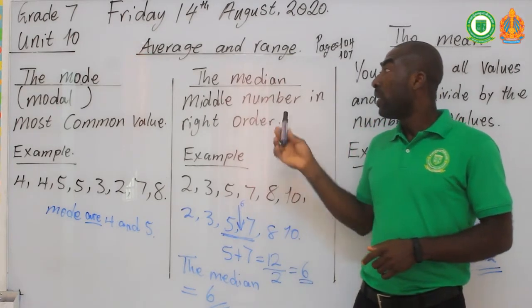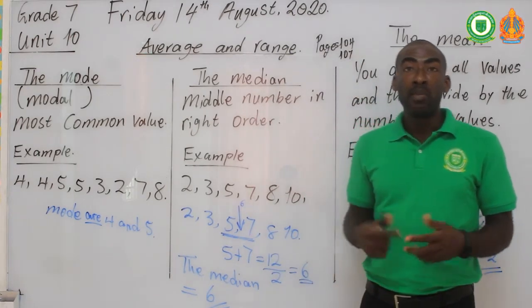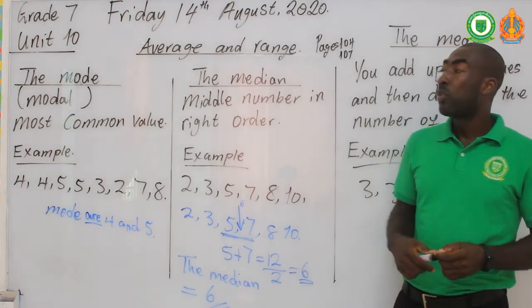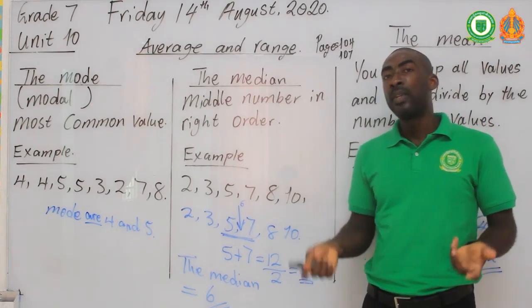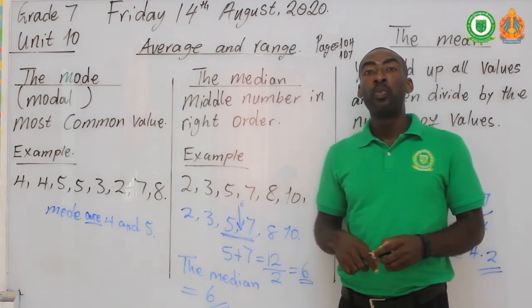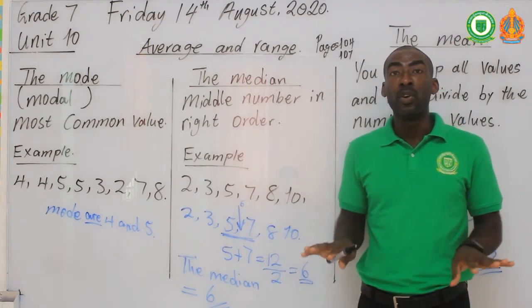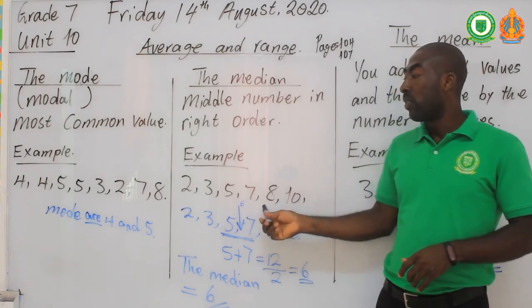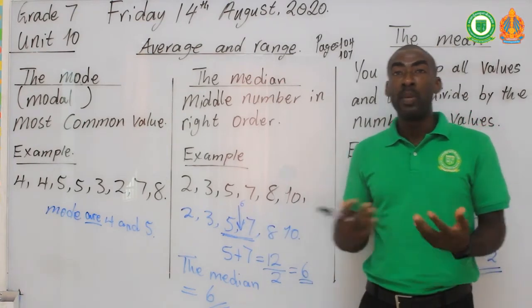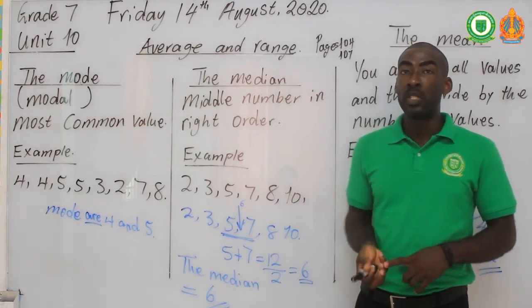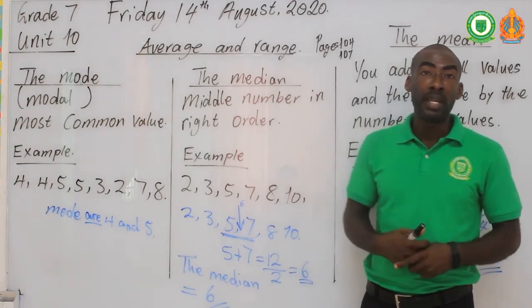In the case of the median, its name says the median. So we look for the median number. So how do you get the median number? You have to put your numbers in the right order. So if your numbers are not in the right order as you are being given, it means your first responsibility is to put the numbers in the right order.